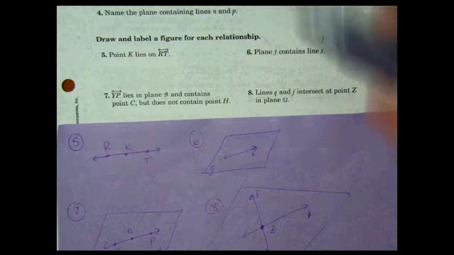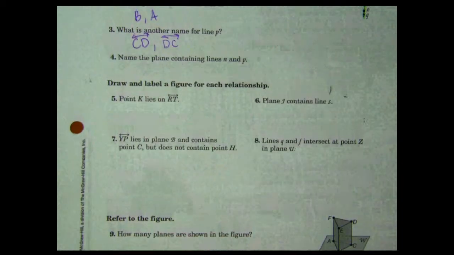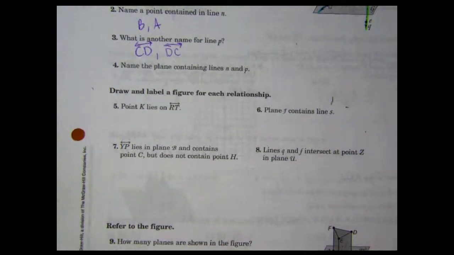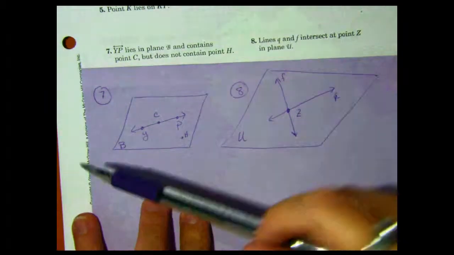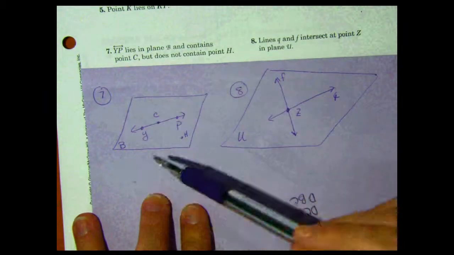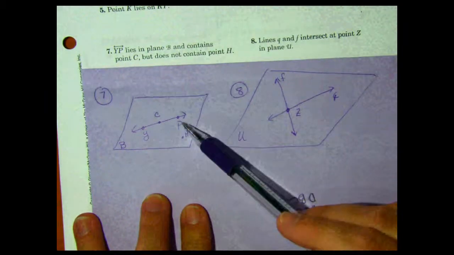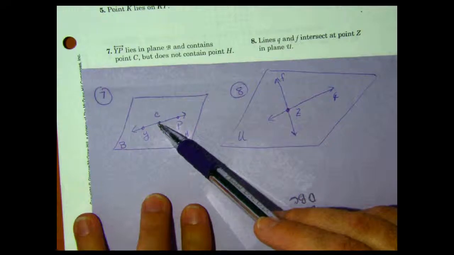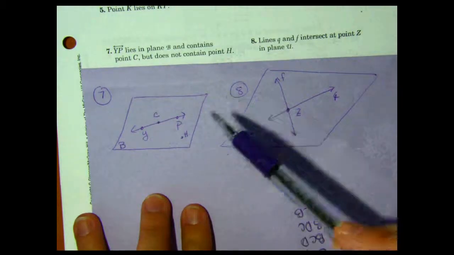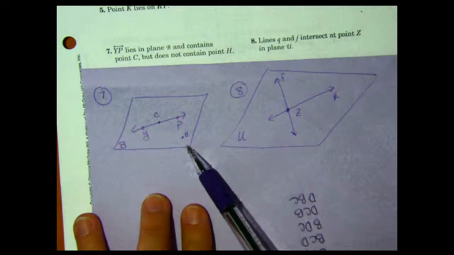Then we had, YP lies on plane B. So I have plane B with a line on it with YP, and then it contains point C. So I put point C on line YP, but it does not contain point H, so I put point H not on line YP. Doesn't matter the order on the line.